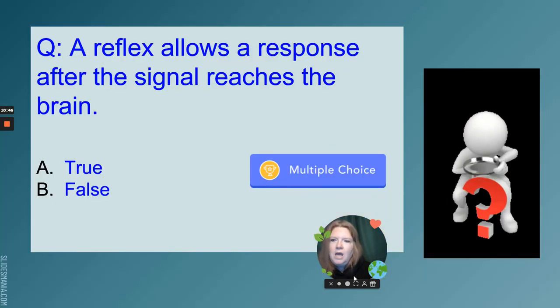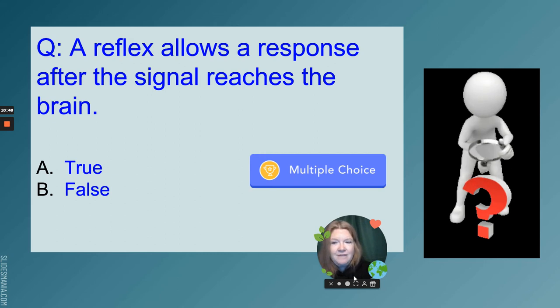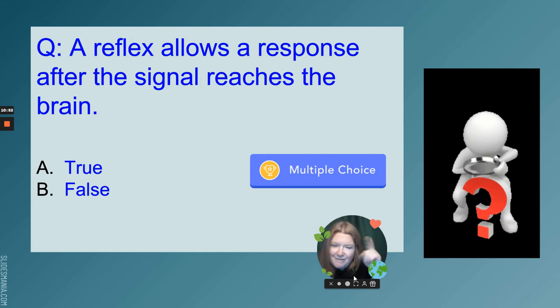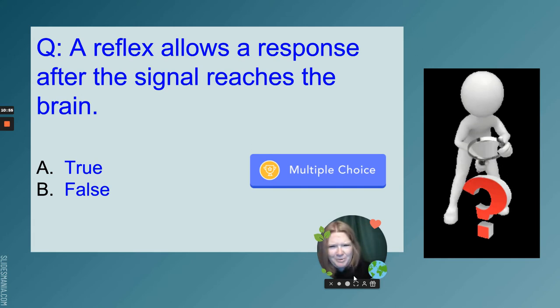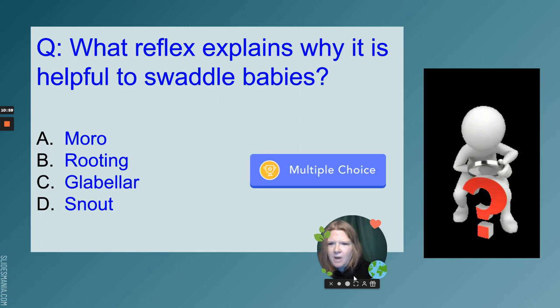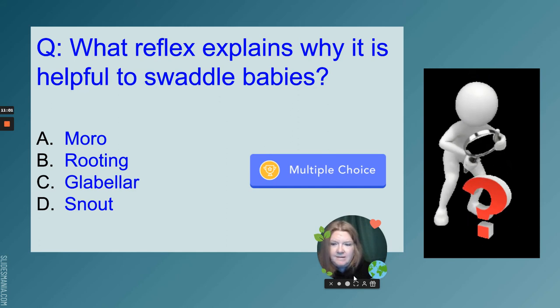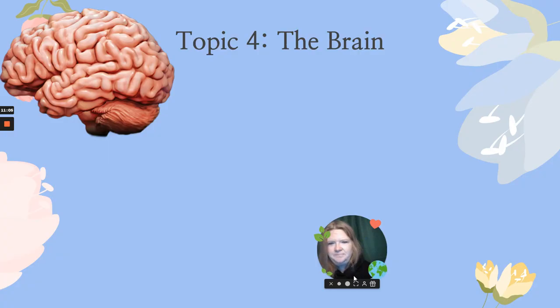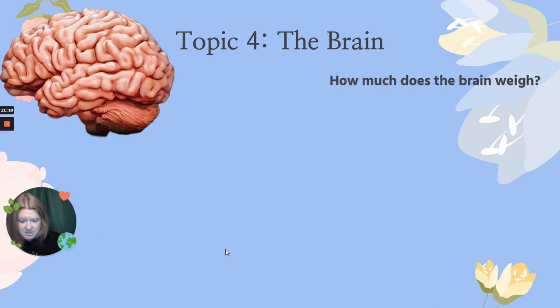So let's look. A reflex allows a response after the signal reaches the brain. False! Before. And what reflex explains why it is helpful to swaddle babies? Do you remember? It's the Moro. It's the startle reflex. All right, so now the brain. How much does the brain weigh? It weighs about 3 pounds.